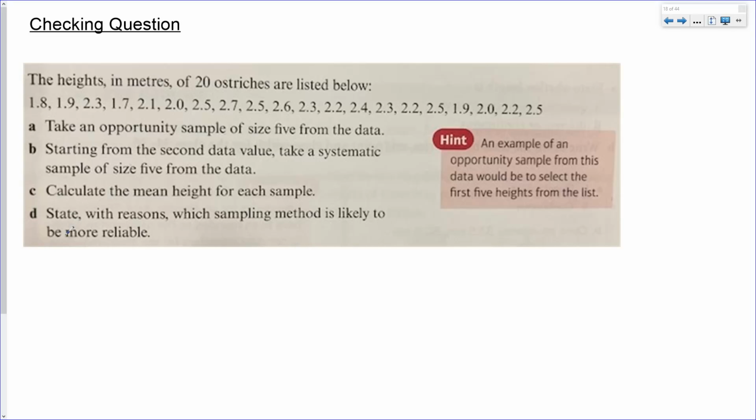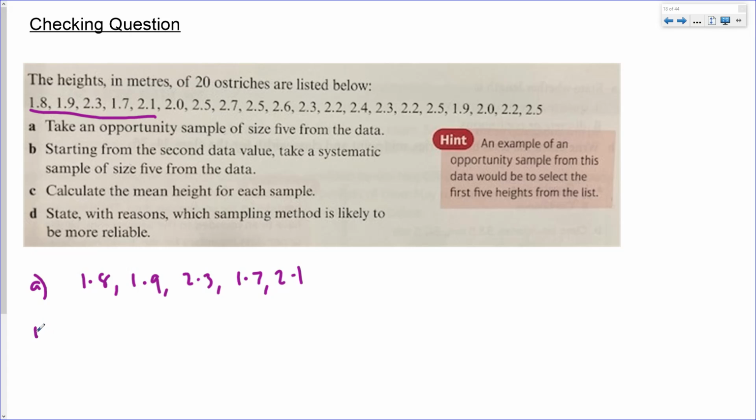Okay, welcome back. So for this check-in question then, we've got 20 ostrich heights in the sample. We're going to take an opportunity sample of size 5. So pause the video and do that. And when you're ready, press play. Okay, so as it's an opportunity sample, we must select the first 5 from the sample. So we're going to be selecting 1.8, 1.9, 2.3, 1.7, and finally 2.1.